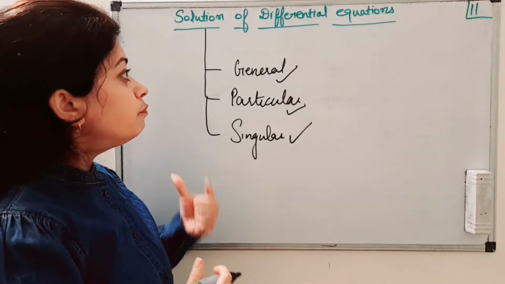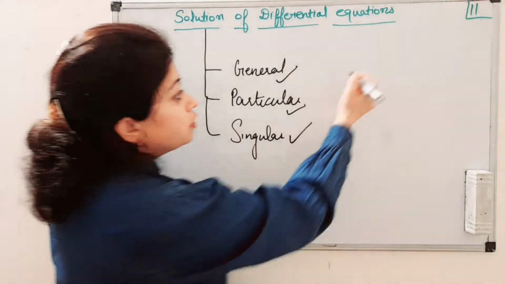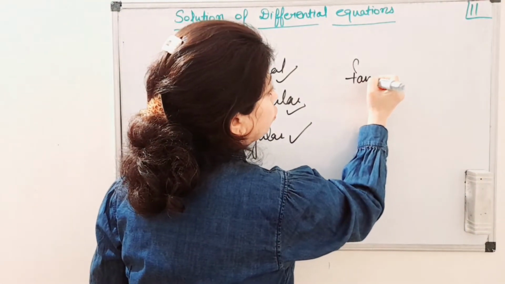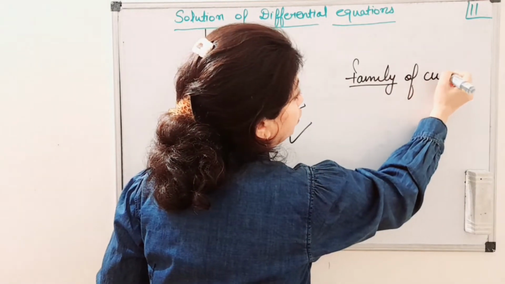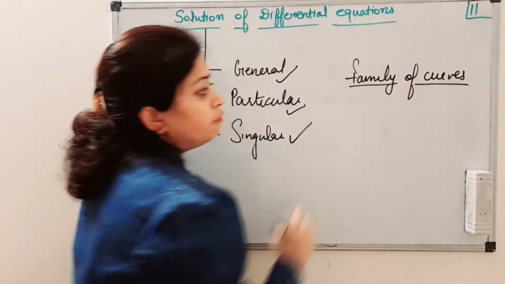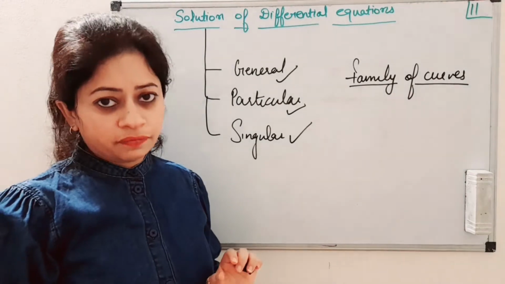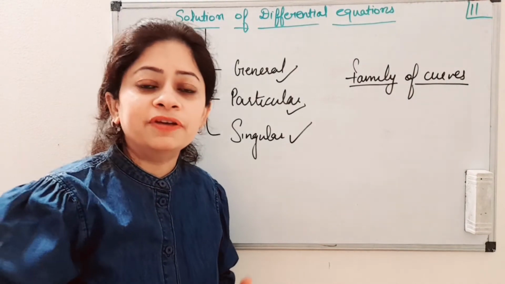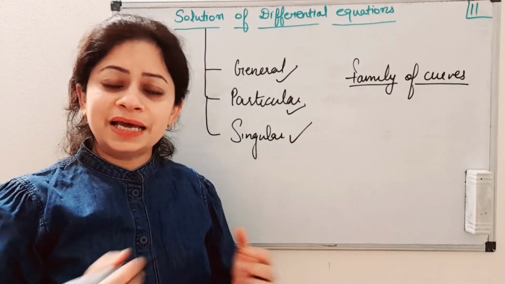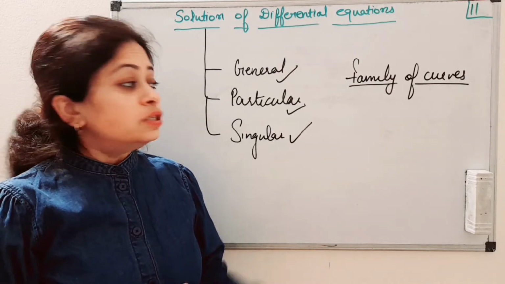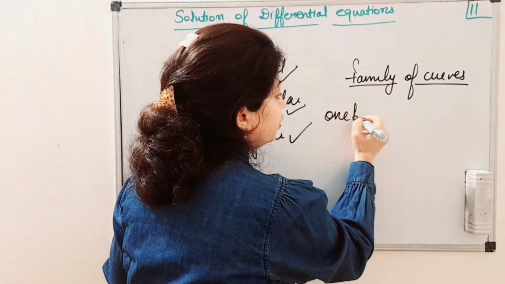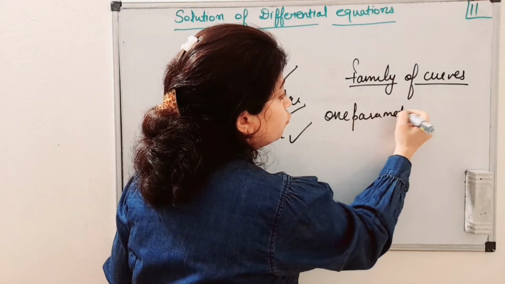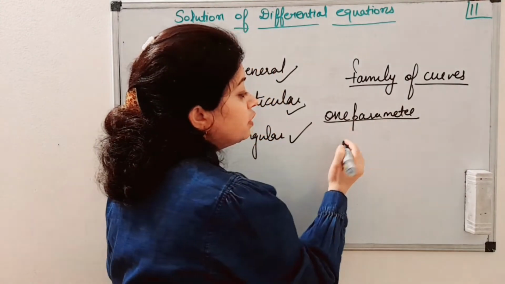Okay, so first of all we will start with family of curves. Before starting solutions, we should know family of curves. If we have any family of curves, a family of parabolas, family of circles, any family of curves. So first of all, what is a one parameter family of curves, what is a two parameter family of curves? What is one parameter?